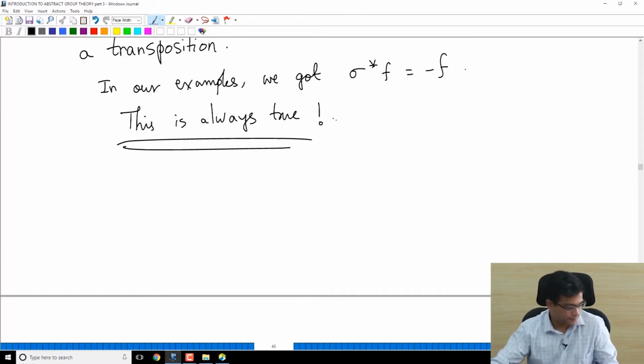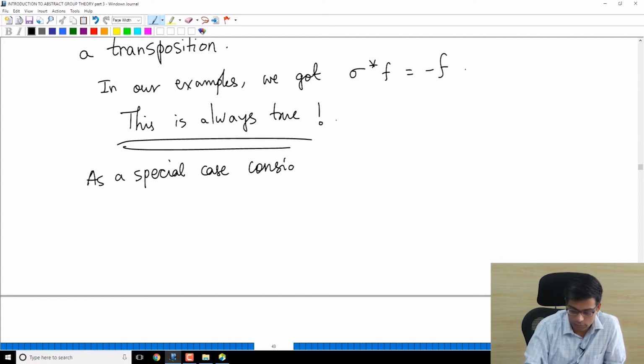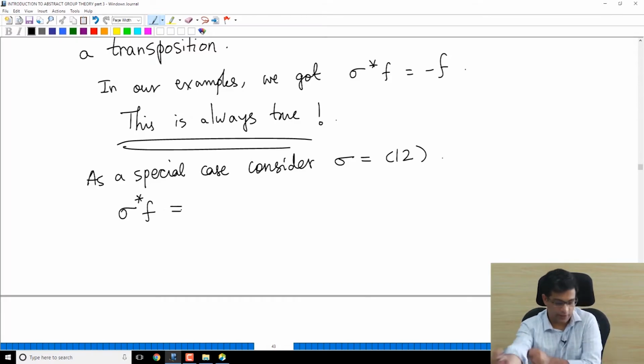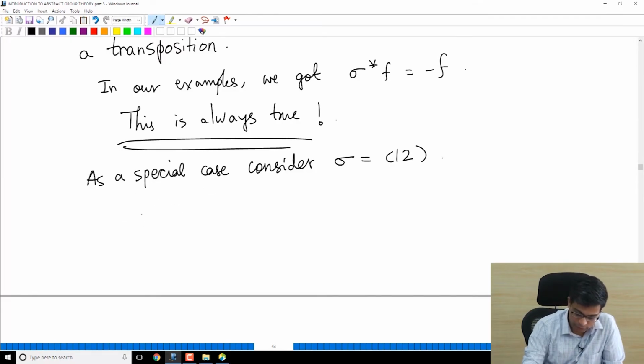Okay, so I am going to prove this, but let me first do an easy case of this, and hopefully you will be convinced, and then I will give you a more general proof. So first of all, take a special case. As a special case, consider sigma is (1 2) and n is general here. And what is sigma star of f? Sigma star of f, remember what it does. So f, remember, first of all recall what f is in general.